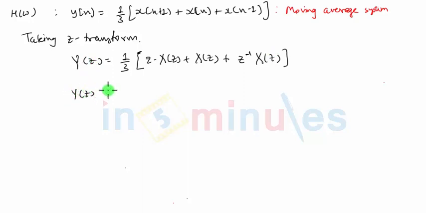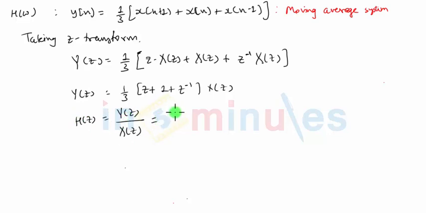So this will further give me Y of z equal to 1 by 3 into z plus 1 plus z inverse, and X of z will be common. If I take the ratio of Y of z and X of z, what I'll get is H of z, that will become 1 by 3 into z plus 1 plus z inverse. Now if you remember, one way to find H of omega is to take H of z and replace z with e raised to j omega. This will give me H of omega.